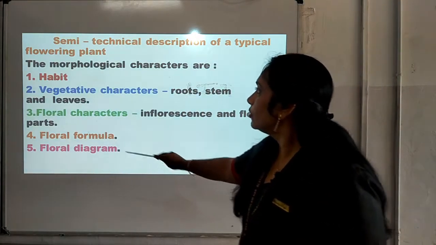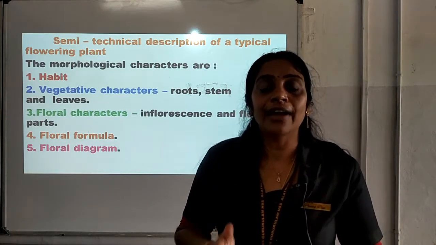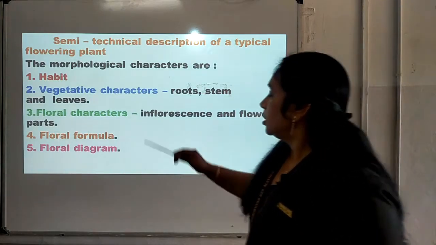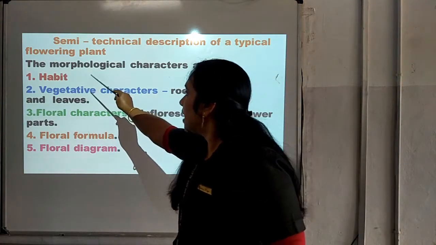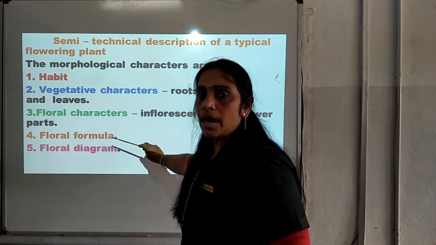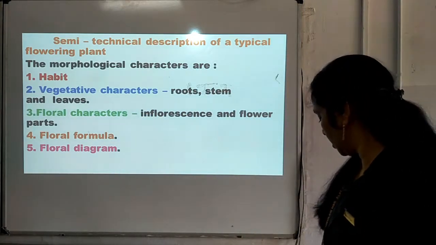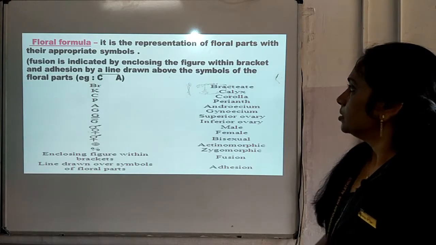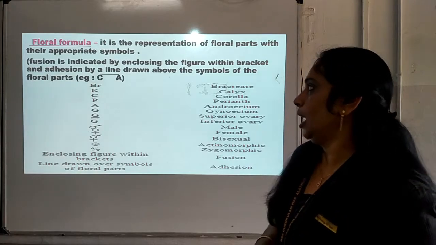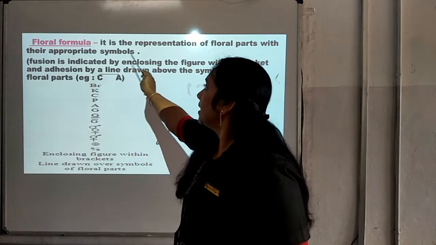So, with the help of this semi-technical description, we are going to describe a family of a plant. So, we can see about certain families related to its habit, vegetative character, floral character, its floral formula, and with the help of floral formula, how the floral diagram can be made. Before that, we can move on to the floral formula. And what is floral formula? It is the representation of floral parts with their appropriate symbols.